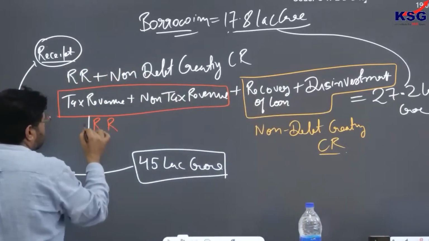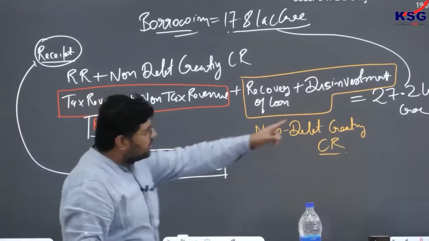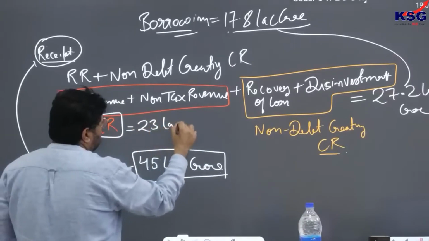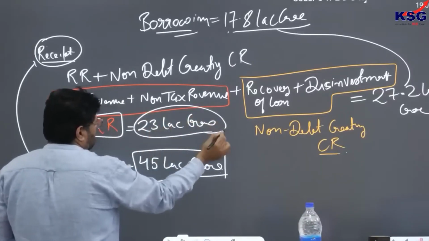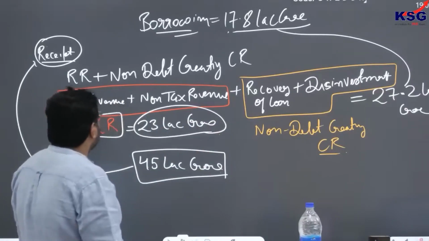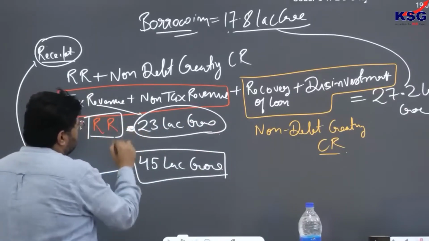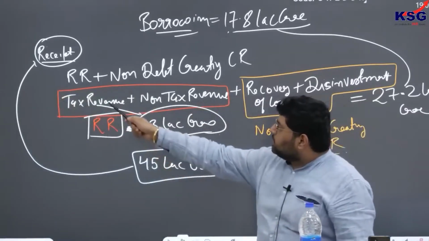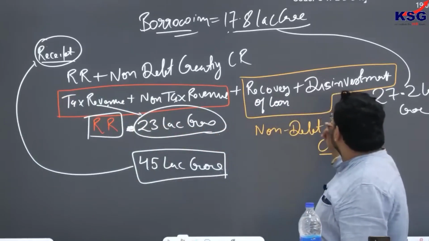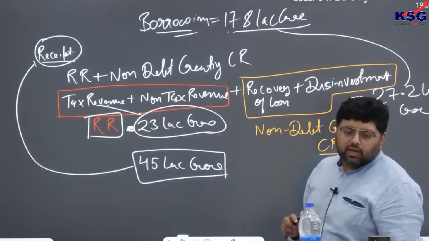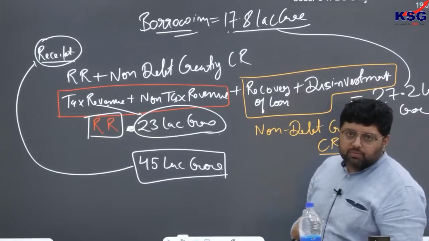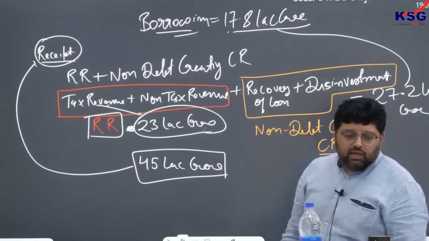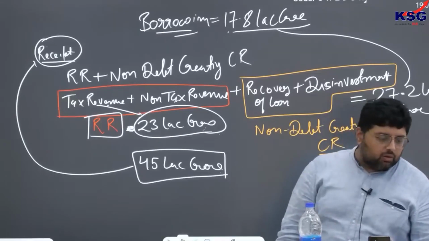So if you see whatever total receipt we have, that is 27.2 lakh crores. Out of that, maximum collection is from tax revenue. If you see, there are 4 components: tax revenue, non-tax revenue, recovery of loan and disinvestment. Out of those 4 components, maximum collection is from tax revenue, and that is 23 lakh crores that you have to remember.